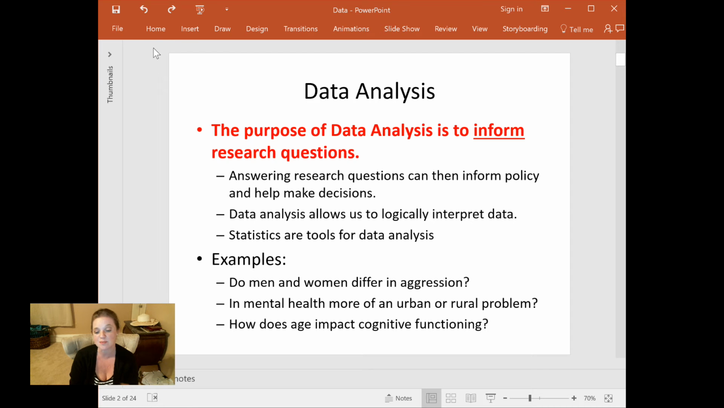Or how about, is mental health more of an urban or a rural problem? That is also a research question that data analysis can help us answer. Or how does age impact cognitive functioning? Another research question. In both of these questions, you're going to have to gather information from people, gather data from people that you're going to have to analyze. And then statistics becomes the mathematical tool to make sense of that data, to figure out the answers to those questions.